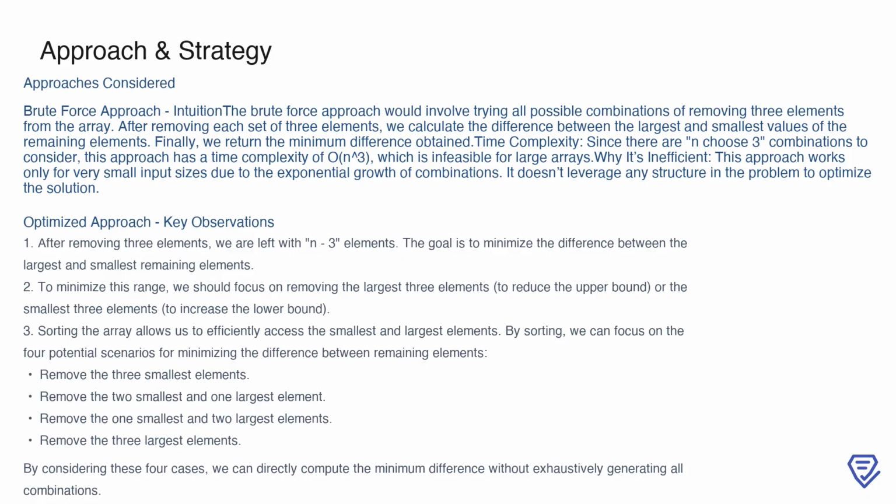However, this approach has a major inefficiency. Since the number of combinations grows exponentially as the array size increases, the time complexity becomes n cubed. This means it's computationally impractical for larger arrays and doesn't make use of any inherent structure in the problem to optimize the solution. This led us to think more strategically about how to narrow down the possibilities and avoid such exhaustive computations. That's where the optimized approach comes in, based on a few key observations about the problem.